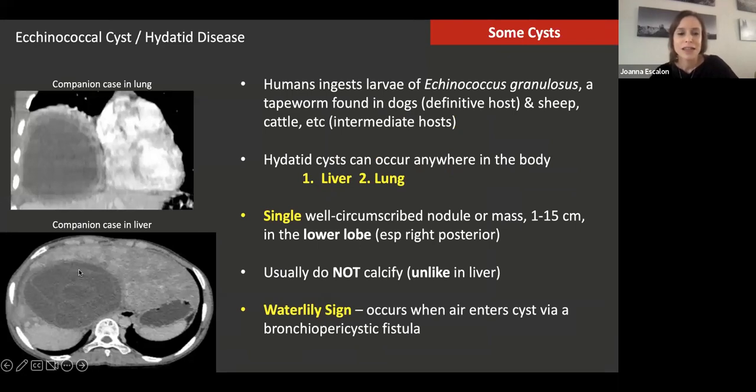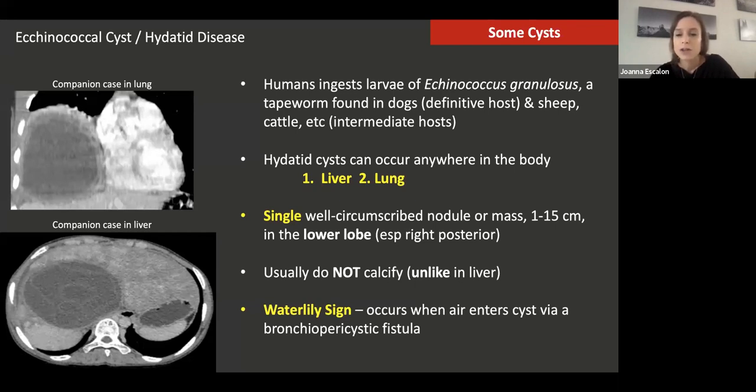And those of you that didn't get it, perhaps you would have gotten it if it was in the liver, because that's the most common place that we see it. But lungs are actually second. What happens is humans ingest larvae of the echinococcus, which is a tapeworm found in dogs, sheep, and cattle. Usually we see a single well-circumscribed nodule or mass, from 1 to 15 centimeters. It's usually in the lower lobes, especially the right posterior, likely due to transdiaphragmatic spread of the infection. Unlike the liver, these usually don't calcify.